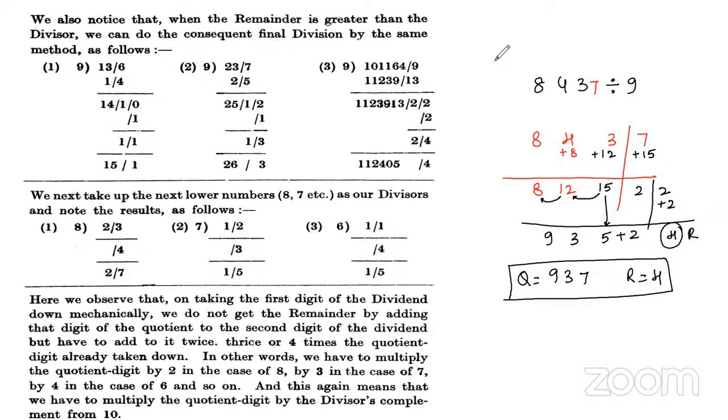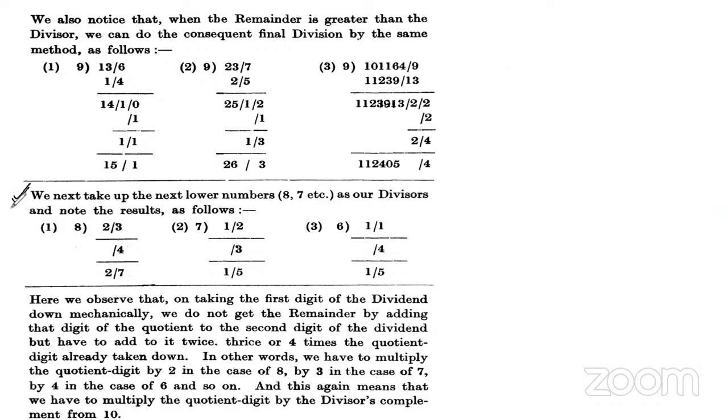And in the next section, Swamiji is giving a small hint. When we have a divisor like 8, 7, 6, 5, then also we can use the same concept, but a small change will be there. That is the change Swamiji explained here.